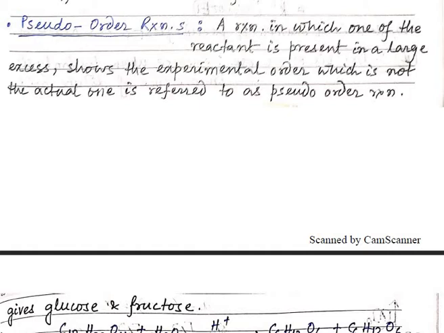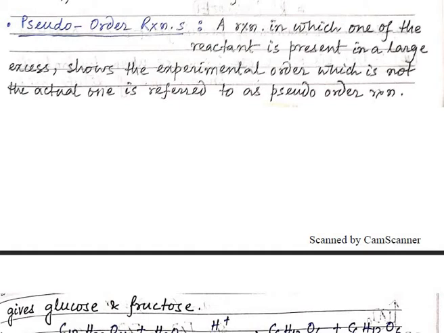So before we start with the zero-order reaction, first of all I want to discuss the pseudo-order reaction. Okay, what is a pseudo-order reaction? A reaction in which one of the reactants is present in large excess, and shows an experimental order which is not the actual one, is referred to as a pseudo-order reaction.